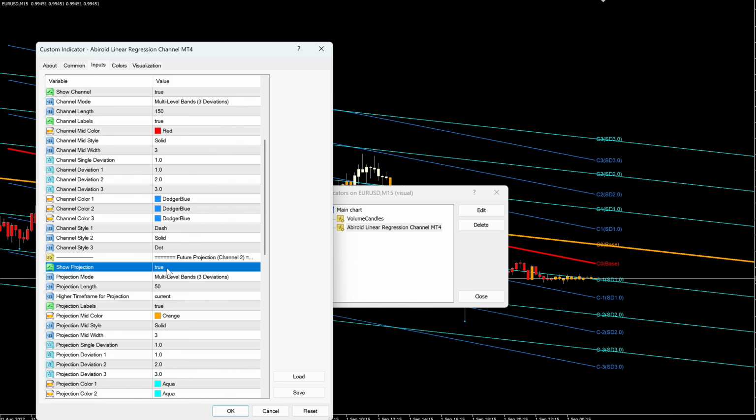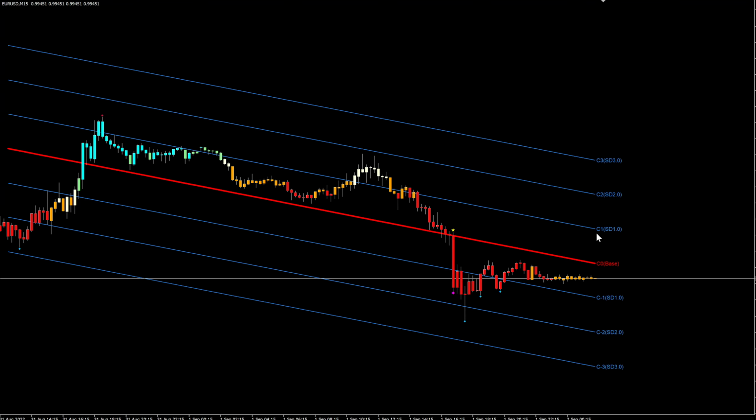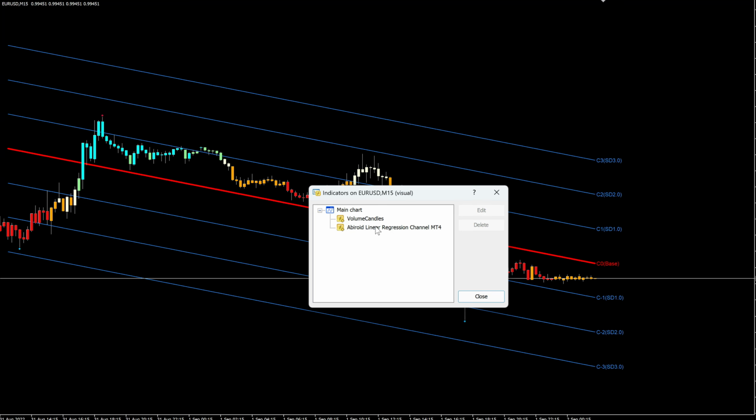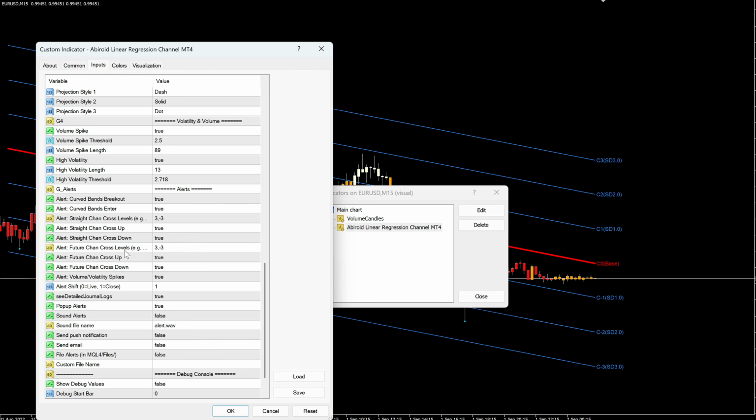Let me hide these future projection ones so it's easier to see. And the upper bands, these will be C1, C2, C3. Lower will be -1, -2, -3. And these channel numbers are actually important when you set the alerts. So if I want an alert every time price crosses this one outermost band, which is C3, I just need to set 3, -3. So whenever price crosses 3 and lower -3, I will get an alert.